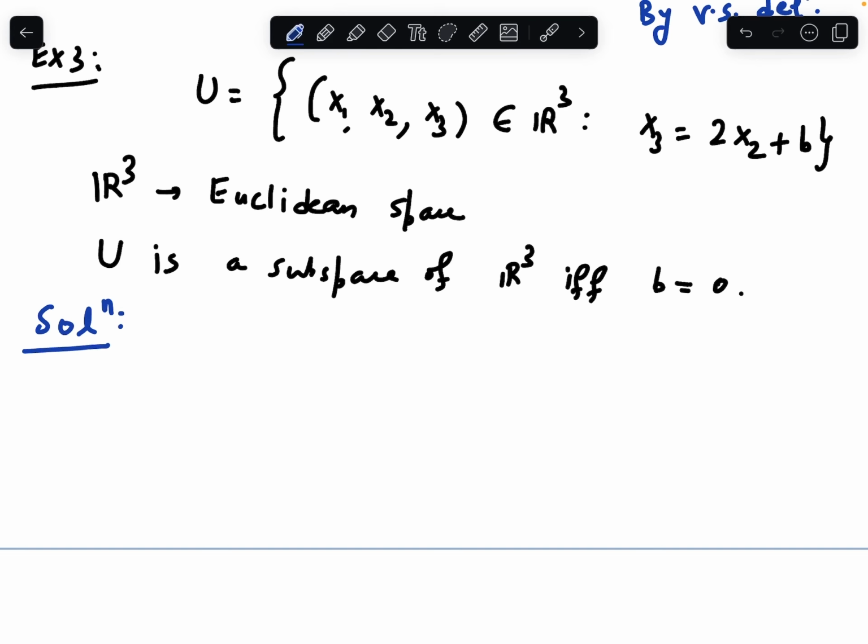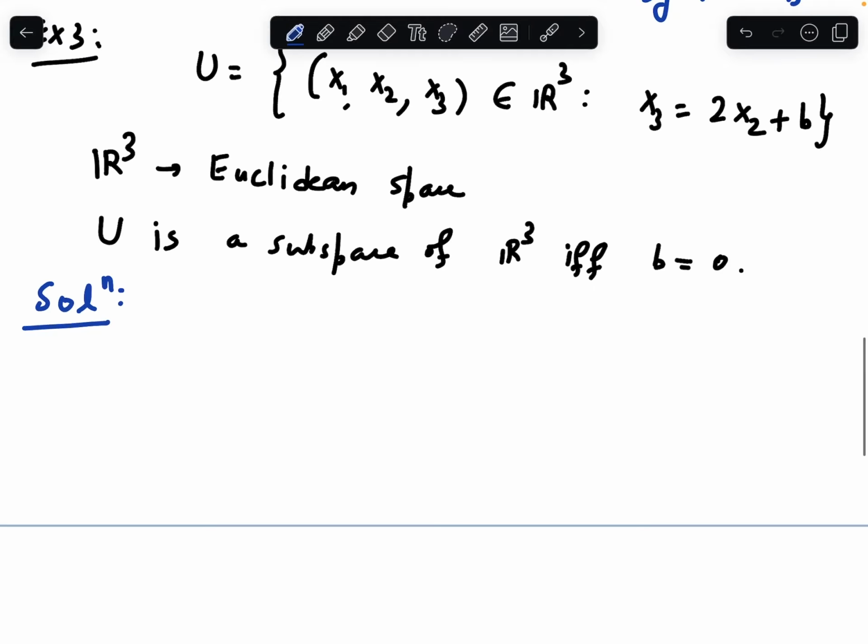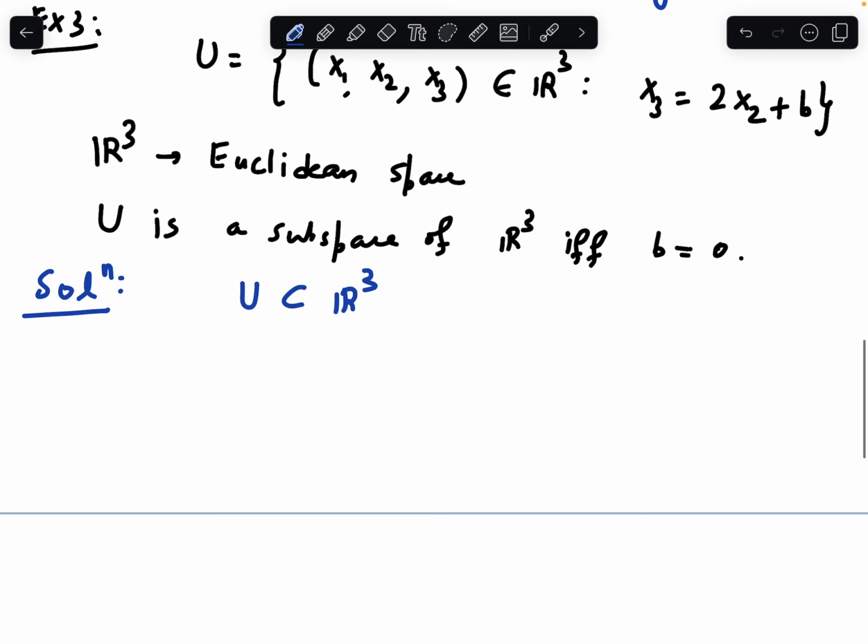Okay, so let's see. U is a subspace of R3. Let's prove. So clearly U is a subset of R3. This much is true. Now, in order to check subspace, what we have to do is we have to first of all check if the binary operation of R3 is applicable on U or not, right? That is, if I take, first is binary operation check.